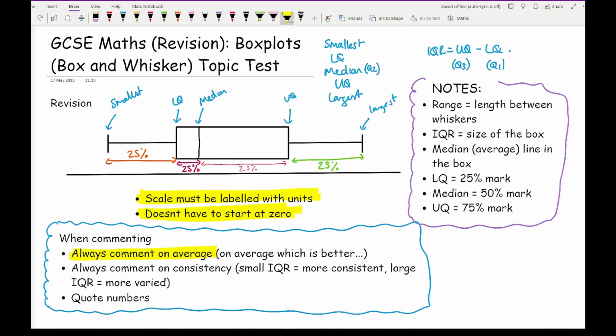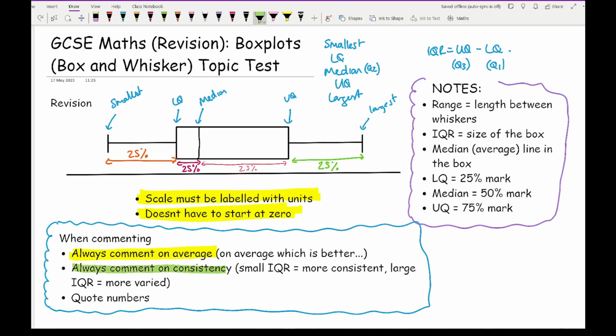You also then want to comment on the consistency. Now the consistency is basically a measure of the interquartile range. A smaller IQR means it's more consistent, and when it's more consistent it's easy to predict. Whereas a large IQR means the data is all mixed up, they're all different numbers, and it's less easy to predict and a lot more volatile.